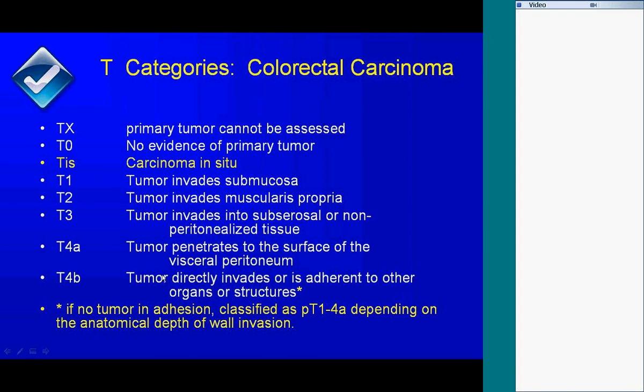And when we flipped the T4A and B categories, that created some confusion. But basically, based on new data that suggests that tumor directly invading other organs has a worse outcome than tumor penetrating the visceral peritoneum, the T4A and B categories were reversed.